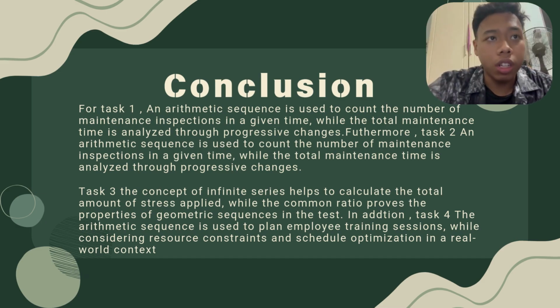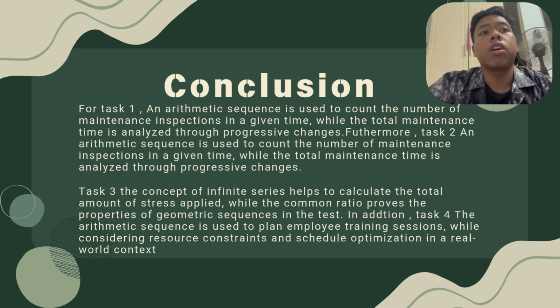Okay, for the conclusion, for the result of every task. For task 1, an arithmetic sequence is used to count the number of maintenance inspections in a given time, while the total maintenance time is analyzed through progressive change. Furthermore, task 2, an arithmetic sequence is used to count the number of maintenance inspections in a given time, while the total maintenance time is analyzed through progressive change.